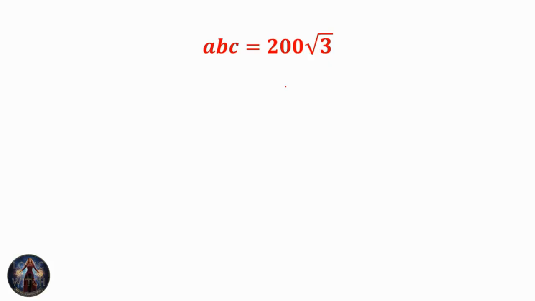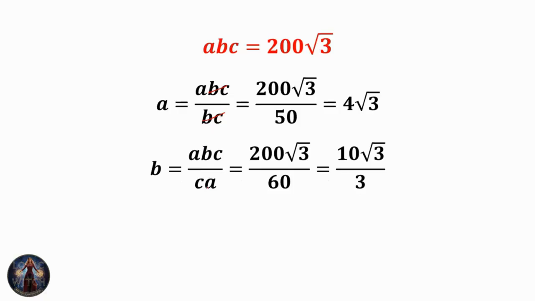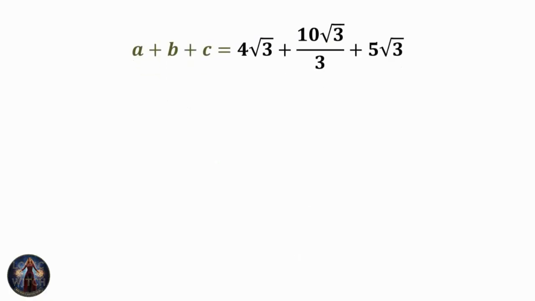In order to get the value of a, we can divide this abc by bc, and we'll get abc upon bc. This bc will get cancelled out and we'll get a. Similarly, we can do it for b. For b, we can divide abc by ca. This ca will get cancelled out and we'll get the value of b as 10 root 3 by 3. Similarly, we can solve for the value of c. Dividing abc by ab, this ab will get cancelled out and we'll get the value of c as 5 root 3.